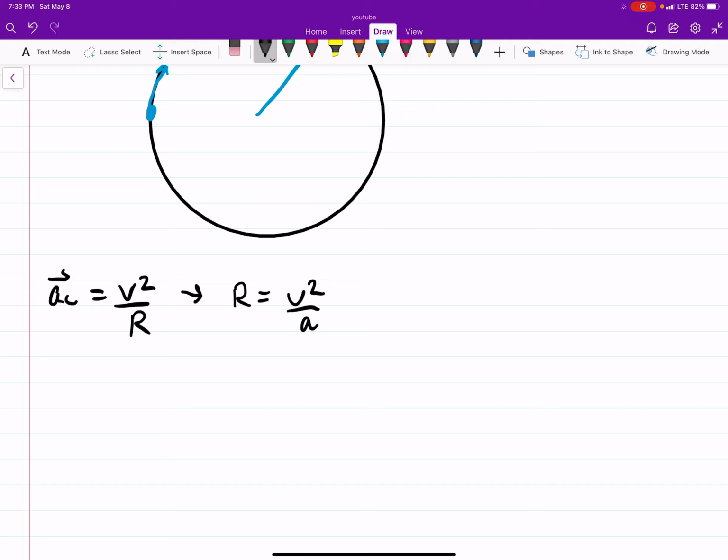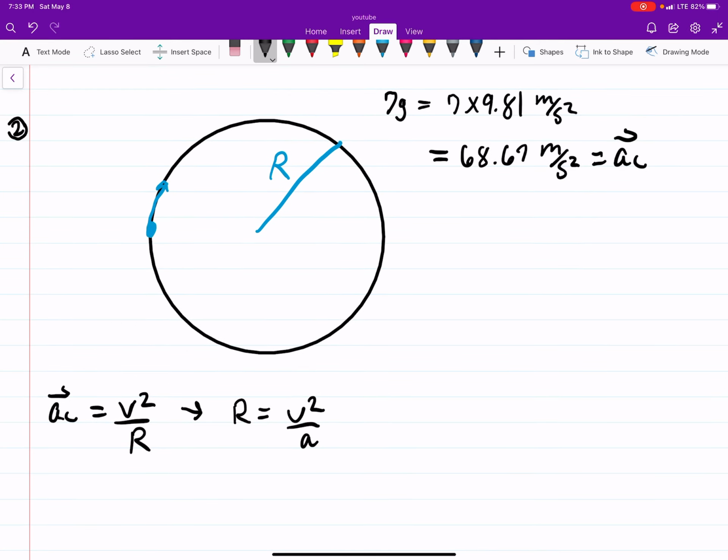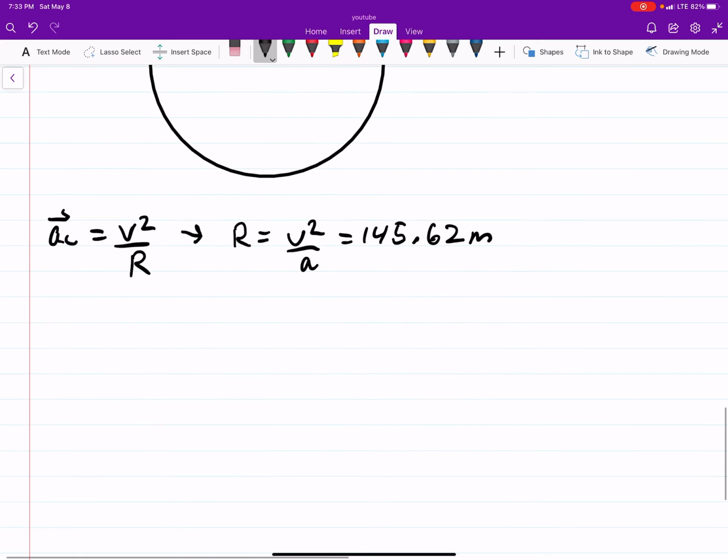Well, we know what a is now, and we know that the velocity was 100. So let's see, that's 100 squared over 7 times 9.81. So I am getting 145.62 meters.